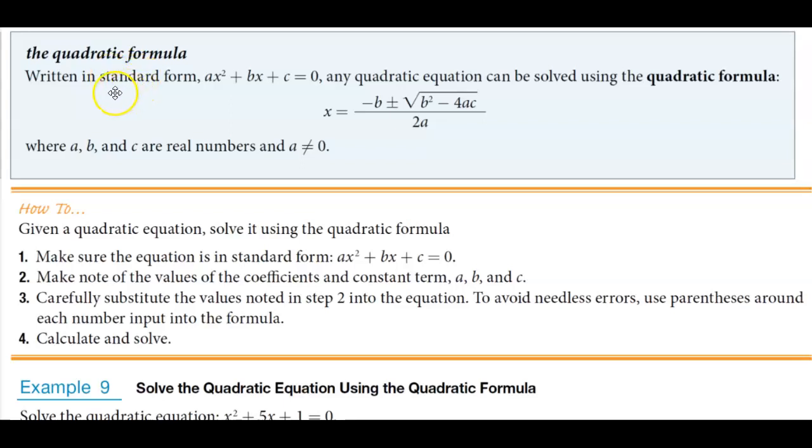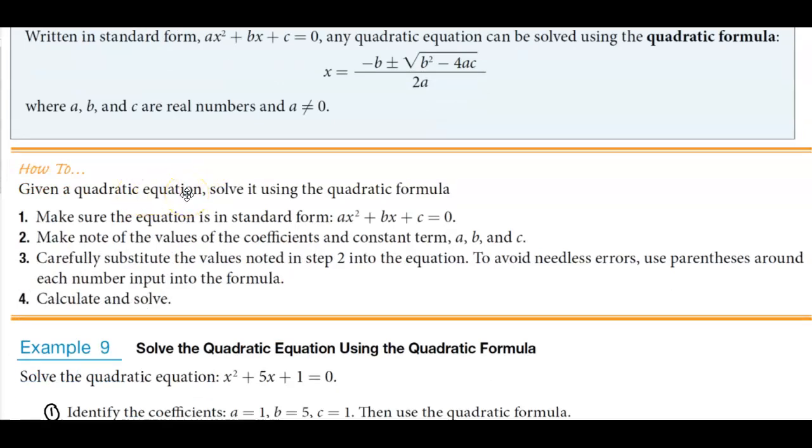Quadratic formula. Written in standard form, ax squared plus bx plus c equals 0, any quadratic equation can be solved using the quadratic formula: x equals negative b, plus or minus the square root of b squared minus 4ac, over 2a, where a, b, and c are real numbers and a cannot equal 0.